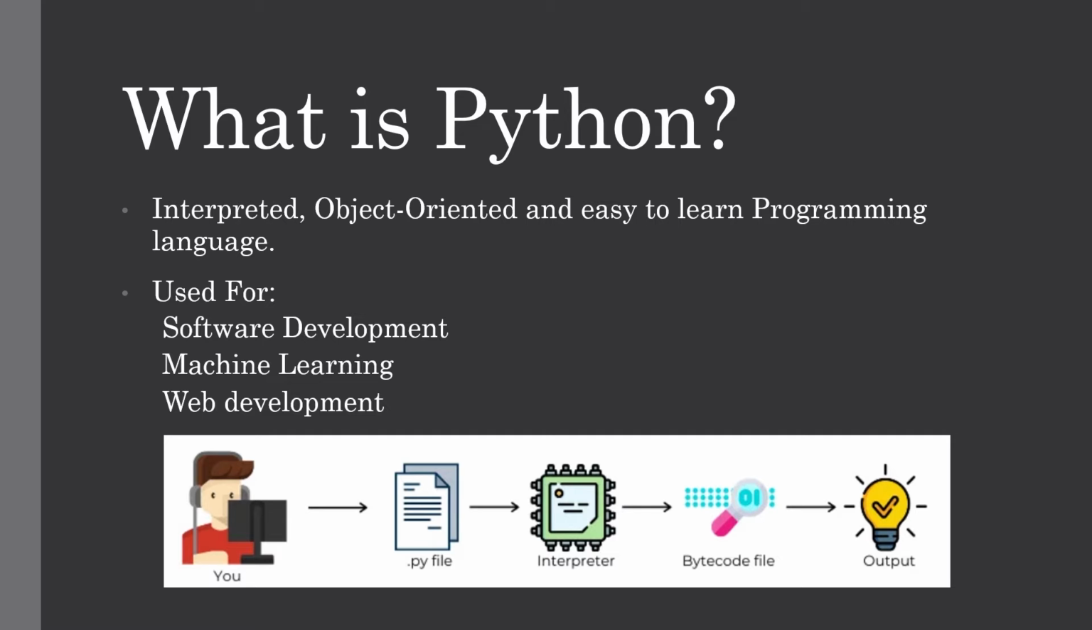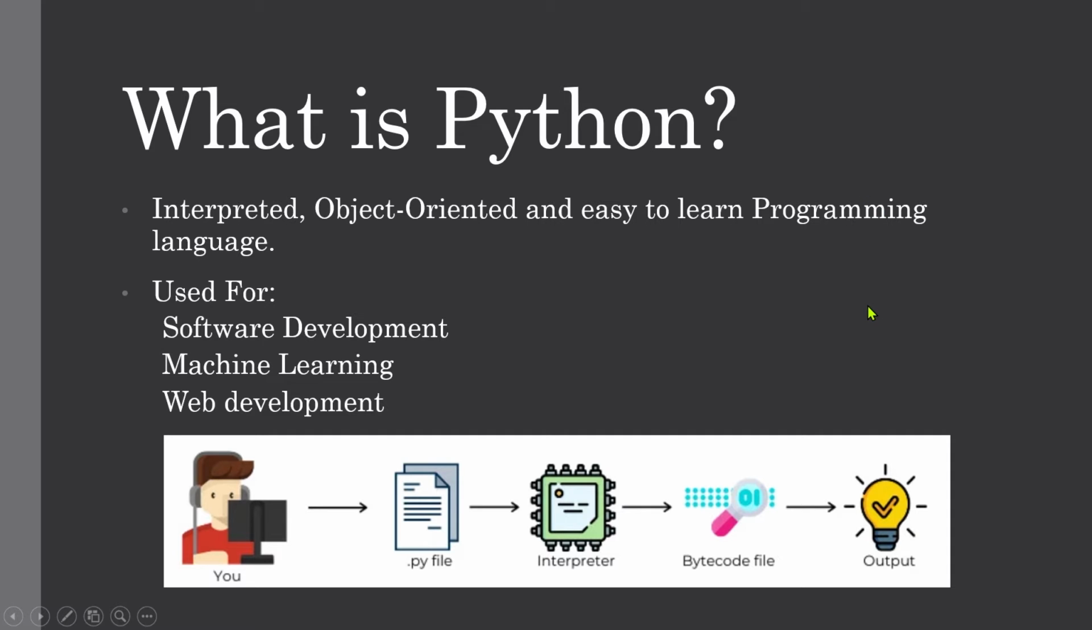etc. Now, in this figure, you can see that the programmer writes the code and saves it with a .py file. Then this .py file is sent to an interpreter and the interpreter converts this code to bytecode, and this bytecode is further executed and we get the output.